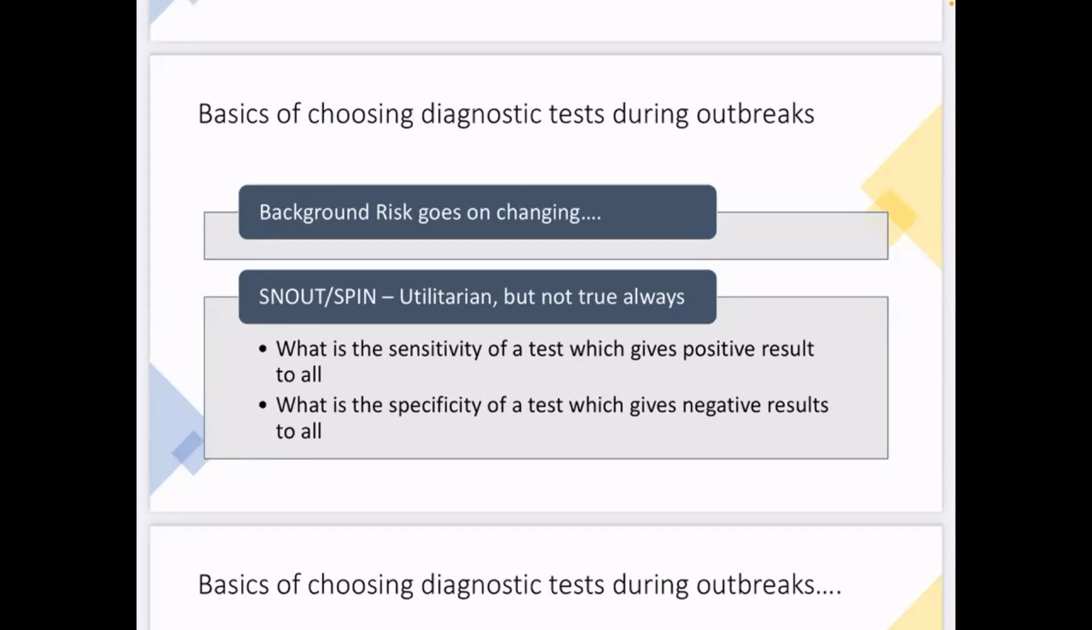So now you have to think more about likelihood ratios. Likelihood ratios may be the most important diagnostic criteria that we can use to assess any diagnostic test.